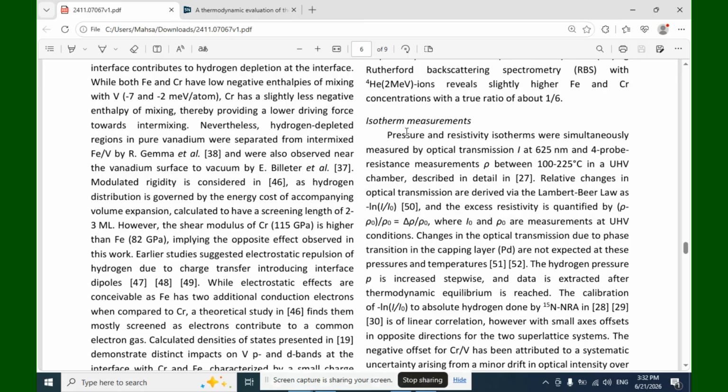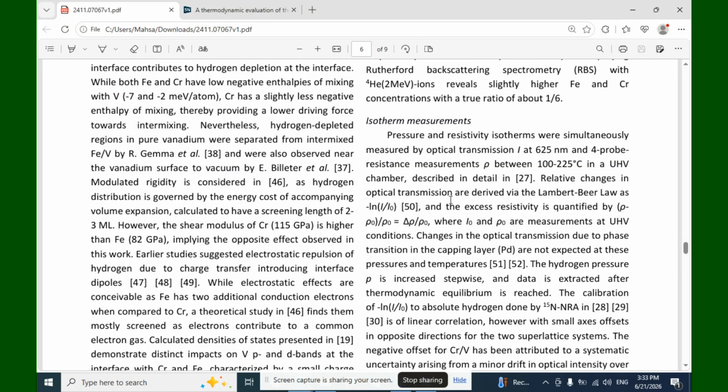Isotherm measurements, pressure and resistivity isotherms, were simultaneously measured by optical transmission at 625 nanometers and four-probe resistance measurements between 100 degrees Celsius and 225 degrees Celsius in a UHV chamber, described in detail in reference 27.